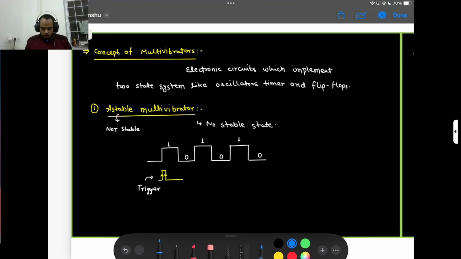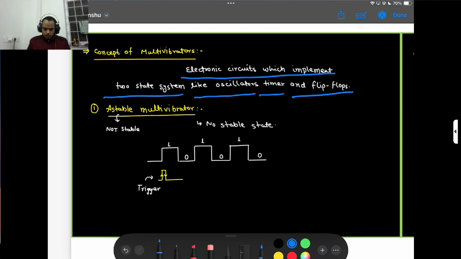And the concept of multivibrator. It is an electronic circuit which implements a two-stage system like oscillation, timer and flip flops. The astable multivibrator has no stable state, so it is not stable. Astable multivibrator.